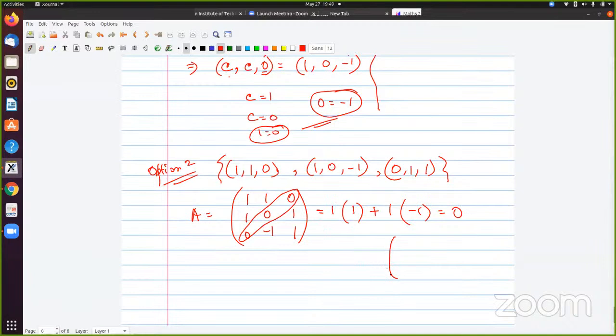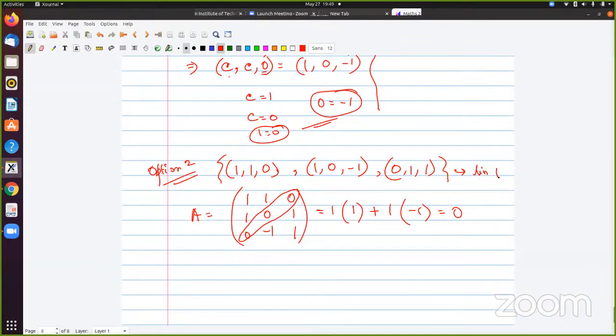Sorry, sir. That's a big mistake. That was for a diagonal matrix only. Right, diagonal, I missed it. Yeah. Sorry, sir. Correct. So this is 0. So the determinant is 0. So it is linearly dependent.